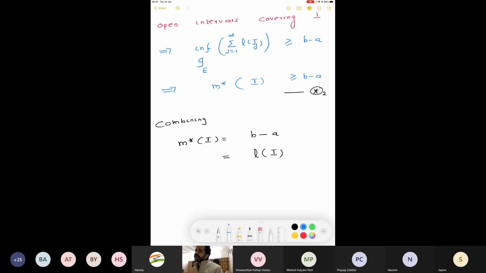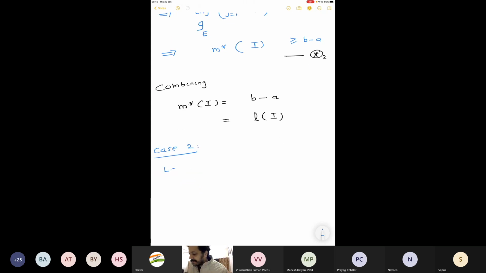Okay, but we have to prove this theorem for any interval. So let us take case 2. Now what I will do, in every other case, I will reduce to the problem of a closed interval, because for a closed interval I have already proved it. Let I be any finite interval. Now I don't consider it to be closed. Length is finite for the time being.